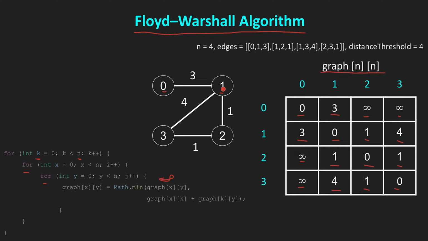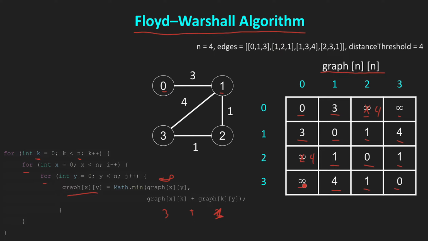The value is 3, plus going from 1 to 2 the value is 2, and the value is 1, gives us what? Gives us 4. So 4 is less than infinity, so we are updating the value for 0 and 2. We are updating this value to 4. Again, from 0 to 2, the value is 4, and from 2 to 0, the value is also 4, right?